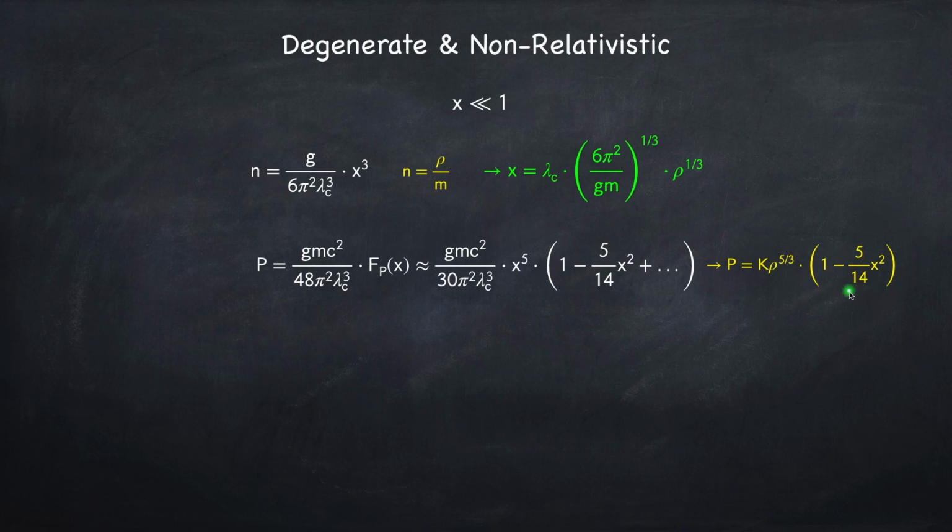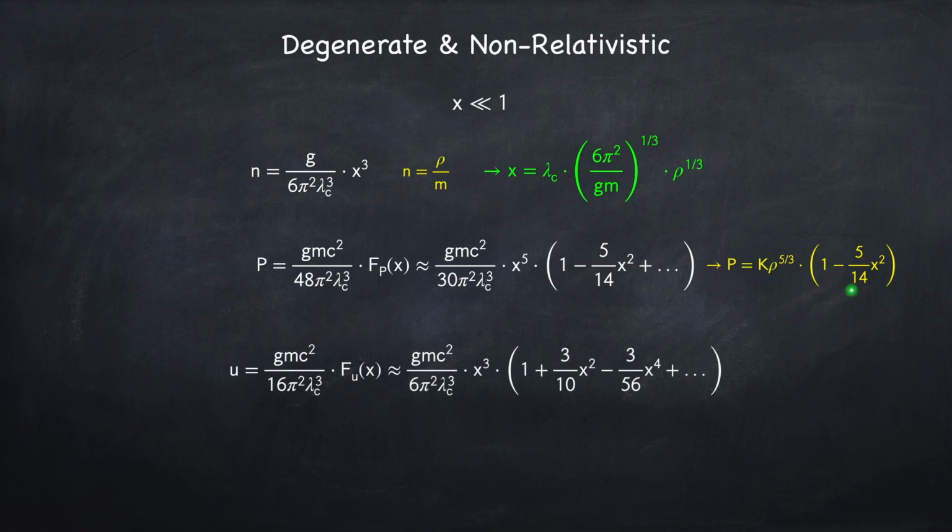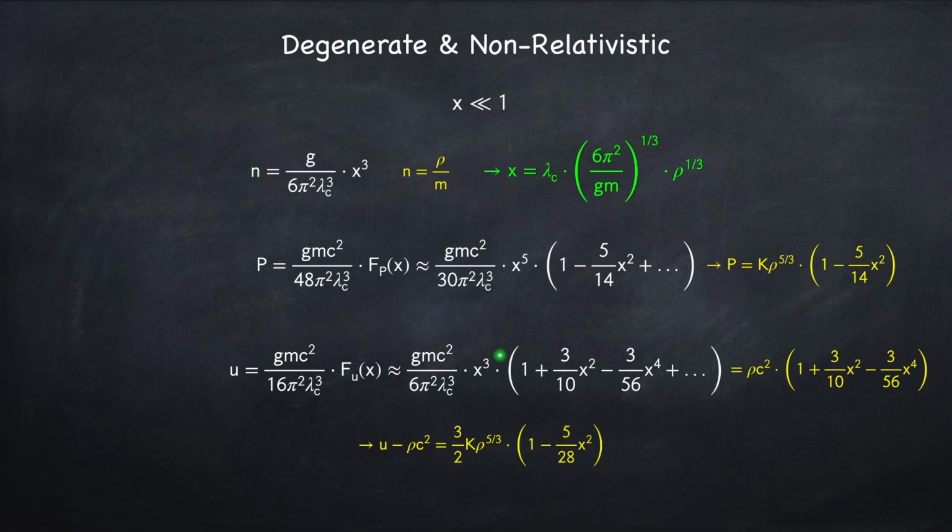And once again, I've included the first order correction term. We can do the same thing for the energy density. And here notice that I've included 2 correction terms. The reason for this is that if I plug in what x is in terms of the density, this first term will simply be the rest mass density. And ultimately, we subtract off the rest mass density. So actually, the first order term will be this term here, and this will be the next correction term.